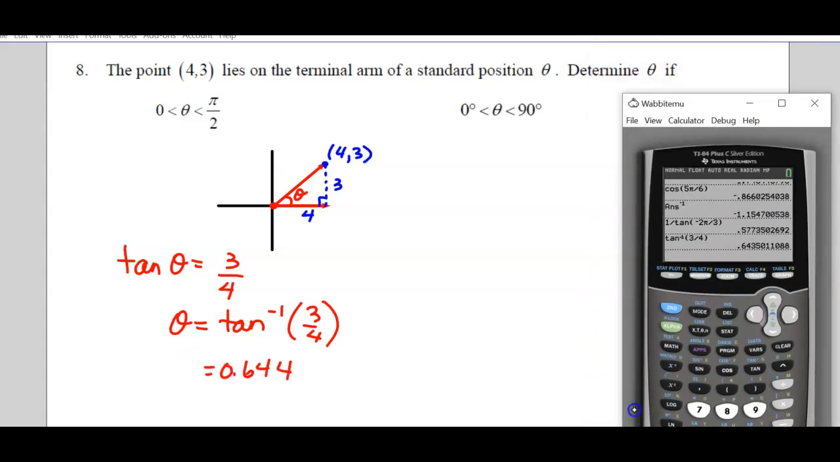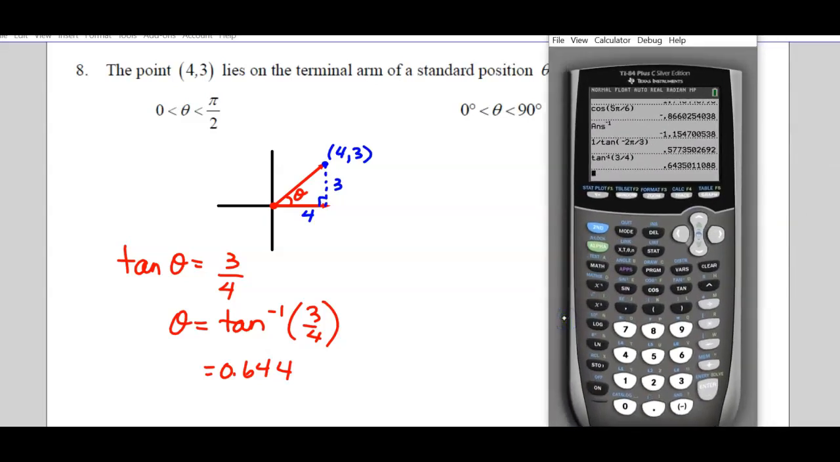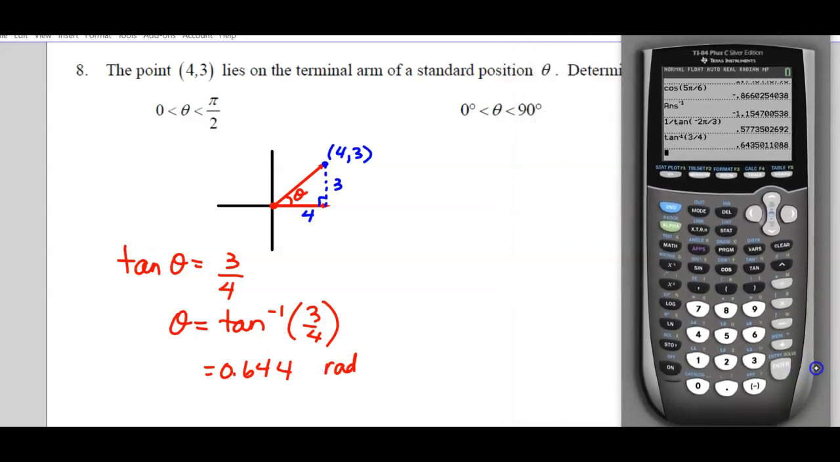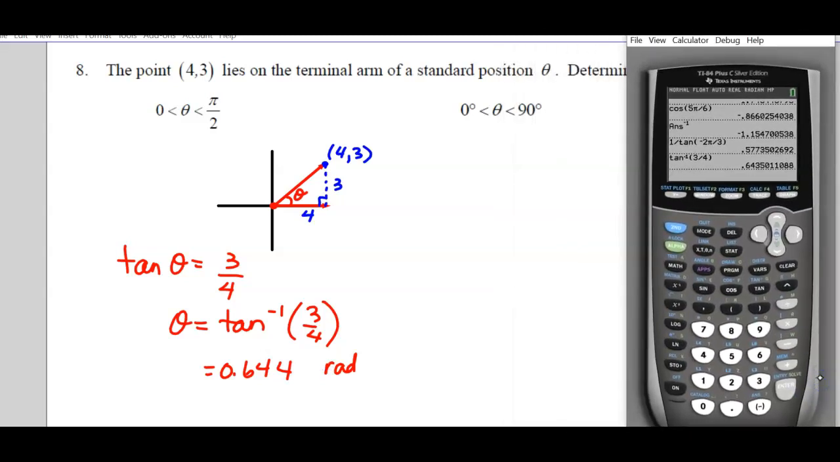I didn't say what to round to. So I'm going to go to 3 decimal places. Again, because it's radians, you can put radians, rad.